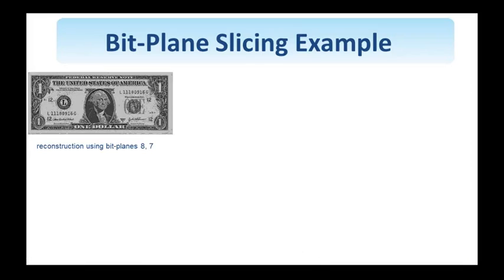We show here the reconstruction by using the bit planes 8 and 7. The reconstruction is done by multiplying the pixels of the nth plane by 2 to the n minus 1. So the pixels in bit plane 8 are multiplied by 128, bit plane 7, they're multiplied by 64, and then the results are added up to obtain this image shown here.